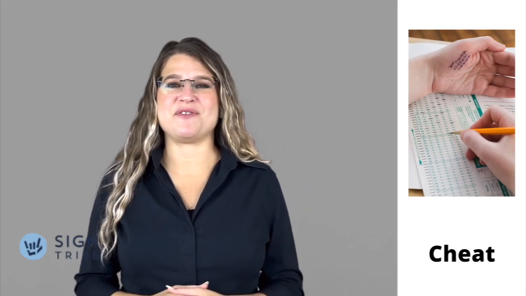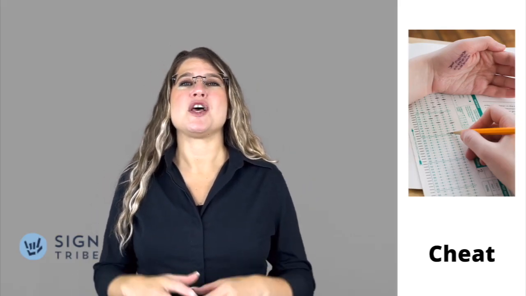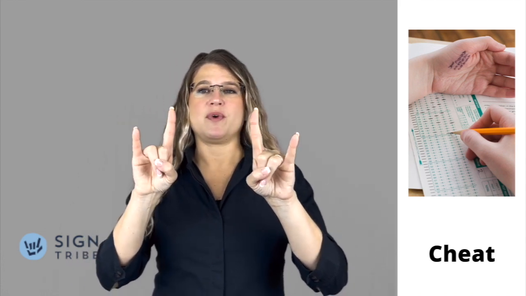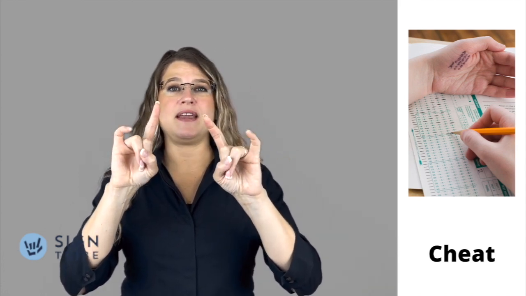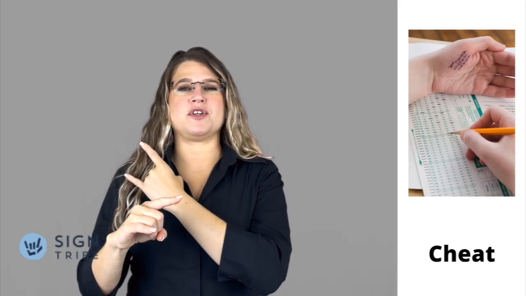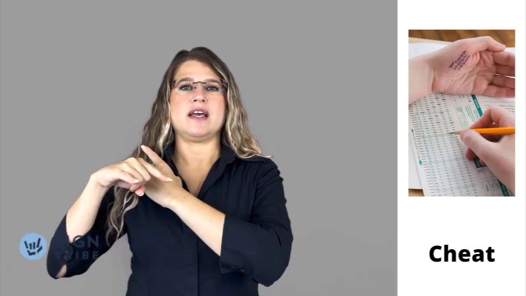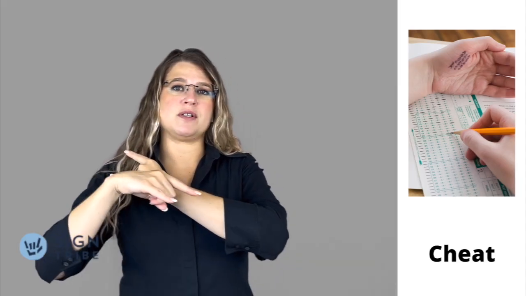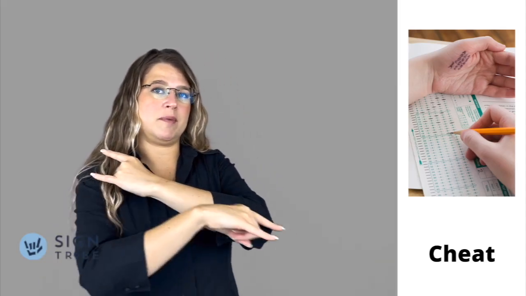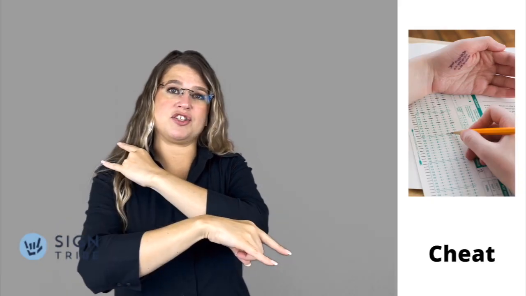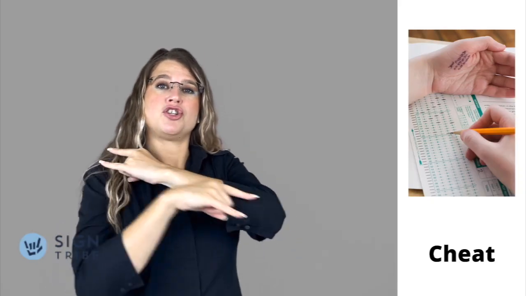So the first sign for cheat that I'm going to show you is both of your hands will have the horn hand shape with the index finger and pinky sticking out. Then your non-dominant arm is going to cross over your body like this, and your dominant arm is going to move in a downward motion, swiping against your non-dominant arm, okay? So your dominant hand is going to swipe against your non-dominant arm. Cheat.